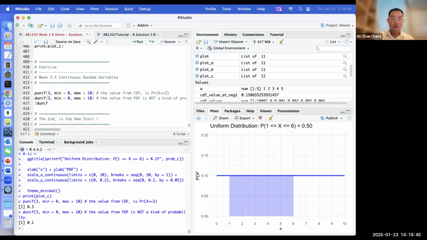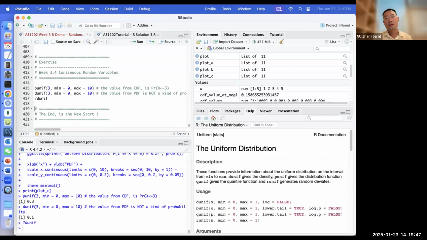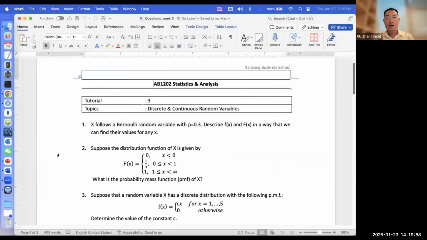P, D, and a helper function. Okay, so we have covered the demo part. Now next we are moving to the tutorial, okay, to the tutorial questions. So week 3, discrete and continuous random variable.